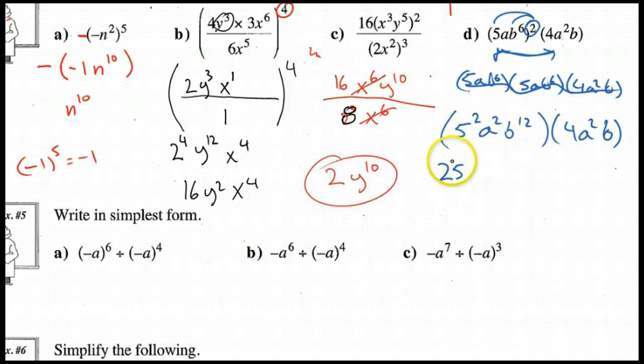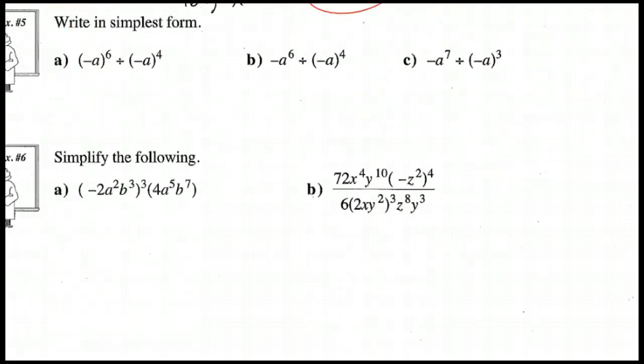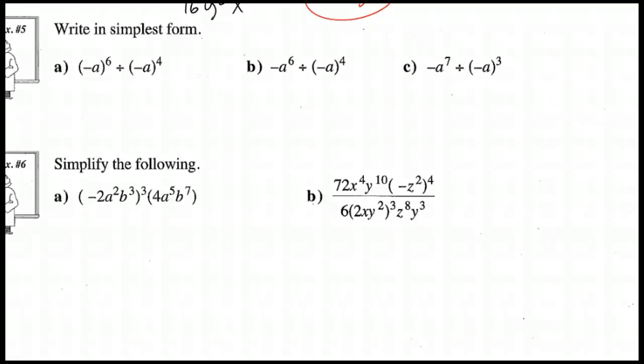And then, so I should have just done this all at once. So 25 times 4 is 100, so those guys are gone. I have a squared times a squared, a to the 4, b to the 12 times b to the 13. Okay, moving down. Write in the simplest form.